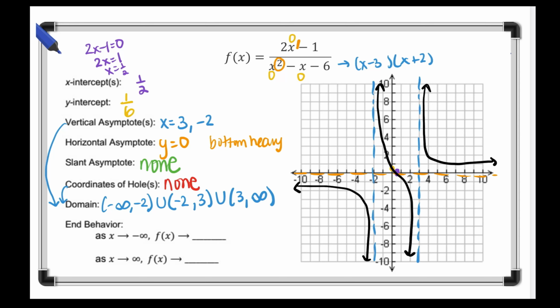And then when you look at end behavior, again, you can look at your graph. You can also consider where your horizontal asymptote is. What is that value that your function is approaching on either side of your graph as x approaches negative infinity and as x approaches positive infinity? As x approaches negative infinity, our function approaches the value of 0. And as x approaches positive infinity, our function approaches 0 as well.